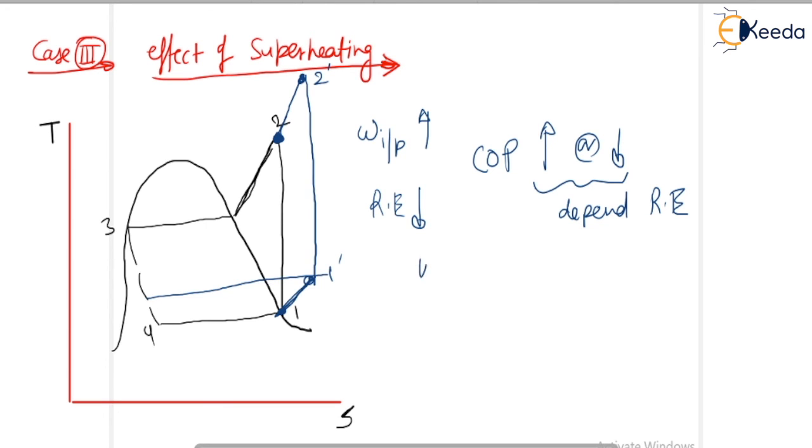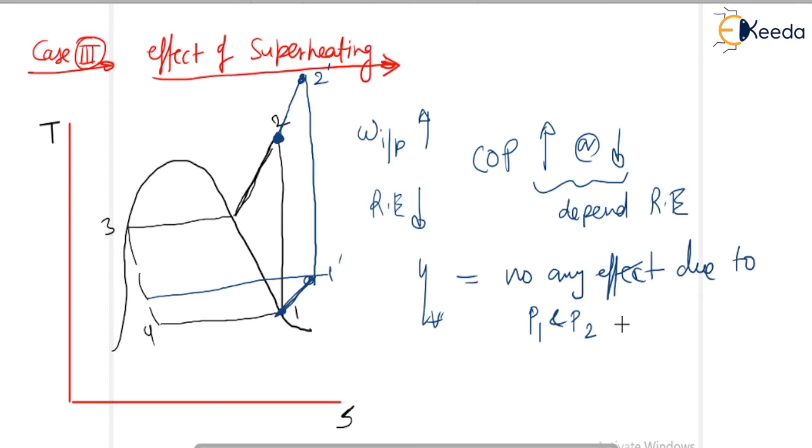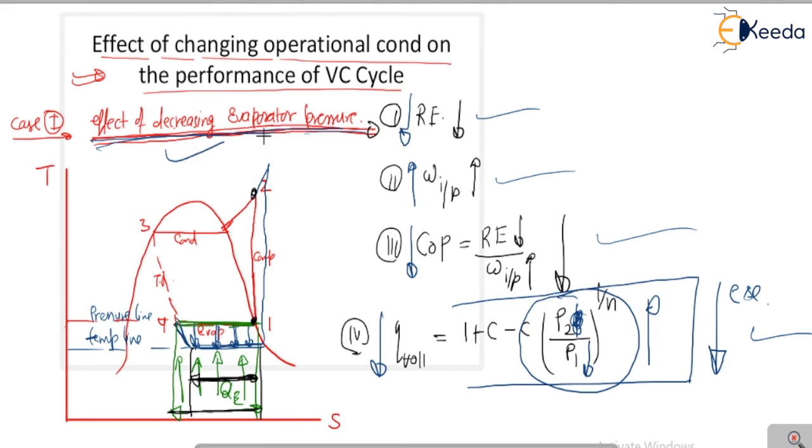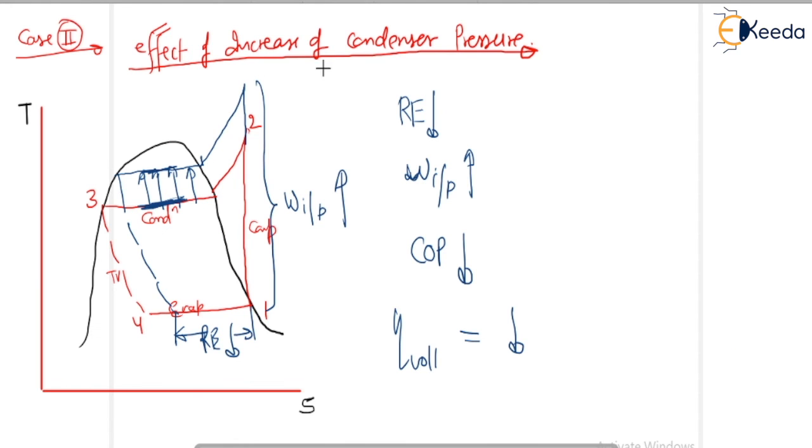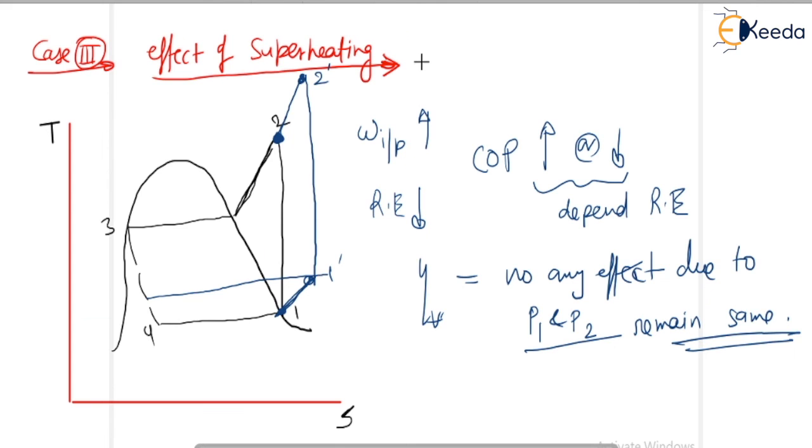So what is the value of volumetric efficiency? The volumetric efficiency here has no effect due to P1 and P2, because here P1 and P2 remain the same. So my dear friends, in this way we have to analyze the effect of decreasing evaporator pressure, the effect of increasing condenser pressure and the effect of superheating.